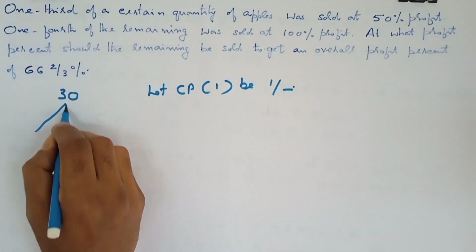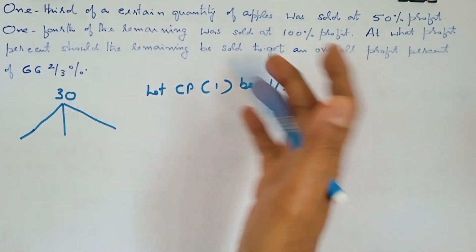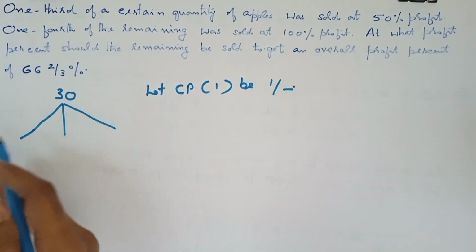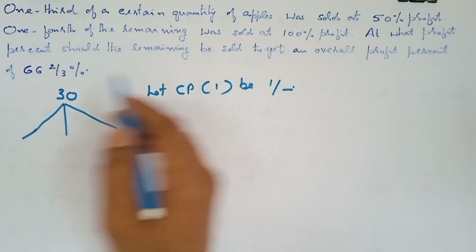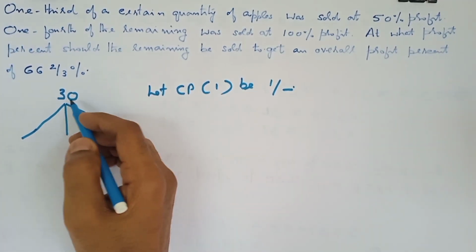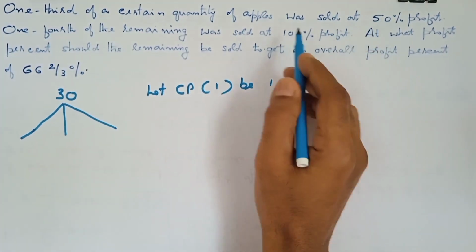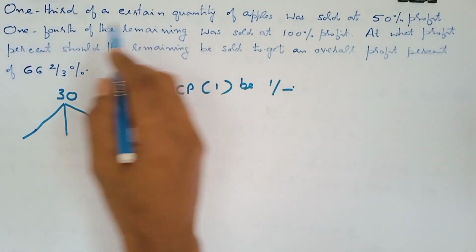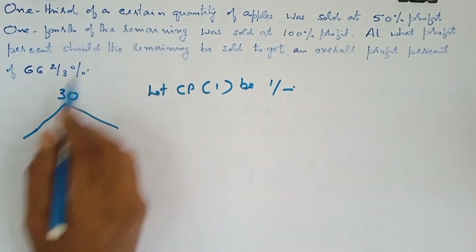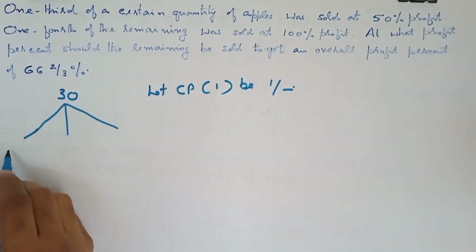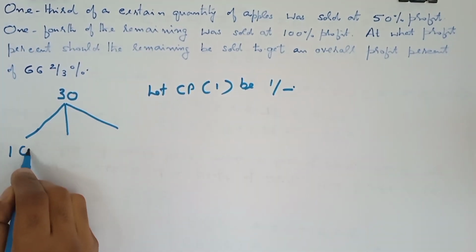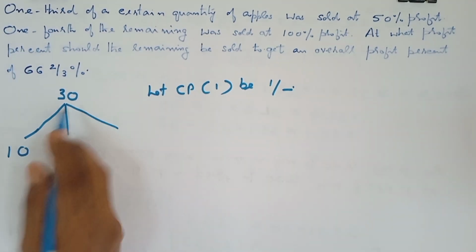Let's divide that 30 into whatever parts. I think totally there are 3 parts. So 30 gets divided into 3 parts. Why did I choose 30? You can choose any number for the total number of apples, but 30 will help us ease the calculation. For example, we're talking about 1/3 of a number. So 1/3 you can easily find out. That will be 10 apples, 1/3 of 30.